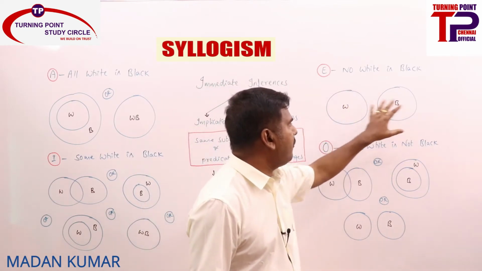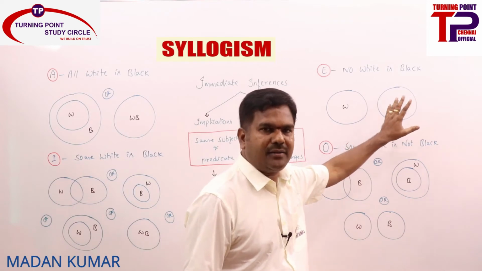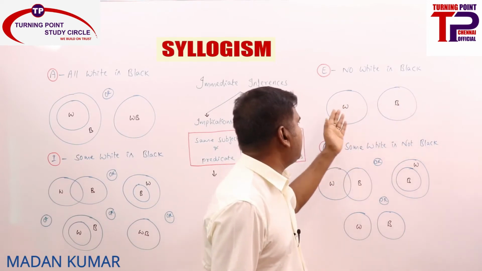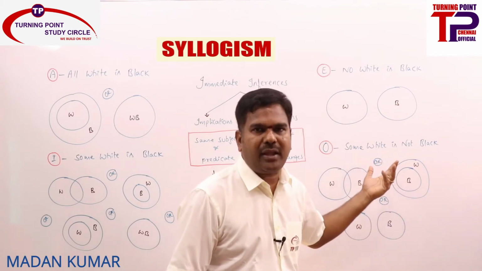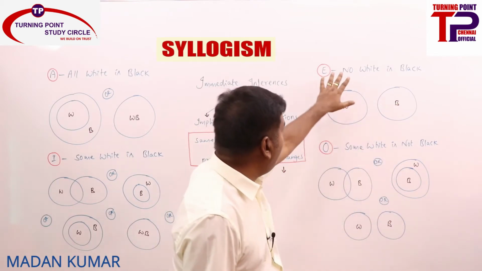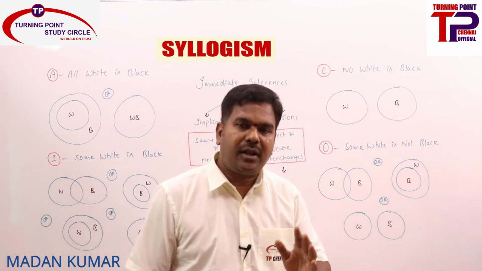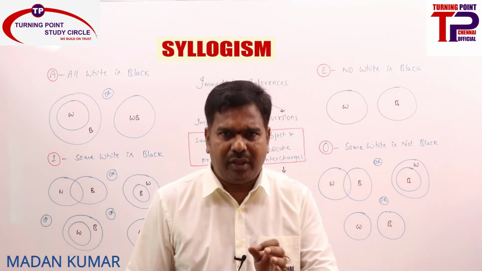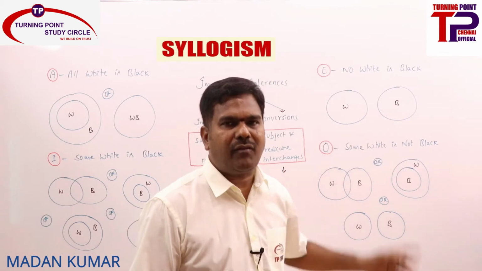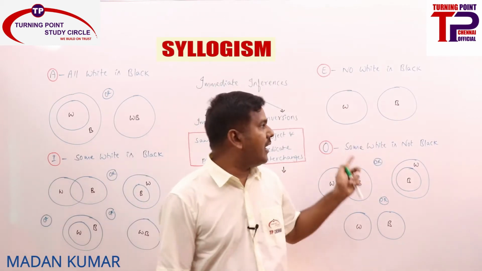Now come to the E statement. No white is black, we need to mention 2 separate circles, or you can even interchange black with white, or top and bottom also you can put, but it won't make any difference. So the E statement can be represented in how many ways? Only 1 way. But the A statement, 2 ways. These are very, very important. I don't think you will have any doubt here for this one and this one.